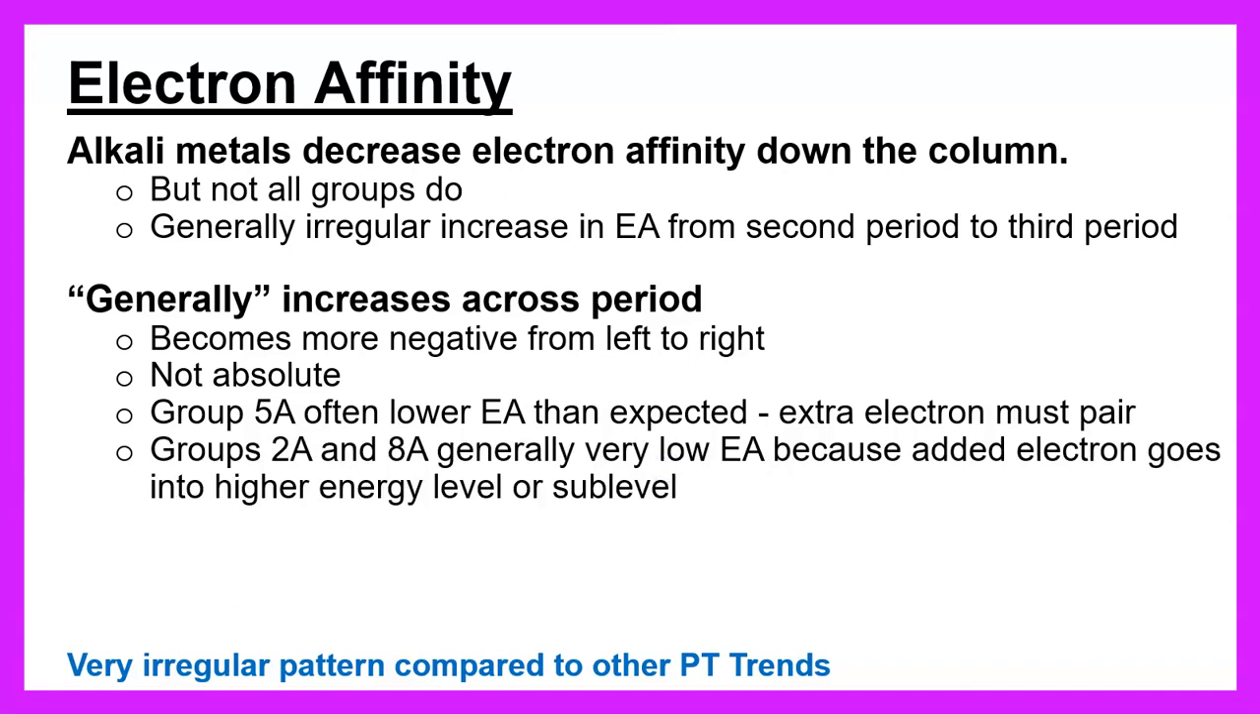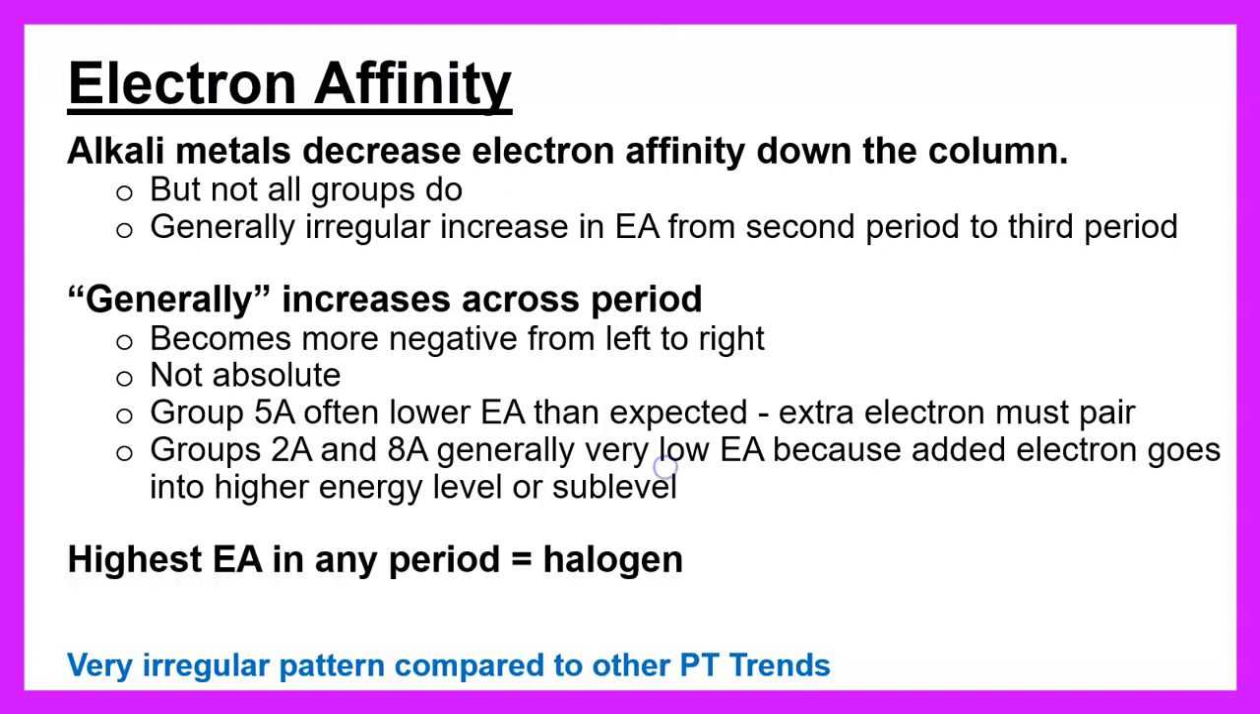Some of them you can explain easily, like, oh, you have to pair the electrons, so that's not as good, right? So it's a lower electron affinity than you'd expect. Sometimes you'd have to be going to a higher energy level, right? That's not as good, lower than you'd expect. Halogens have the highest. Remember, those things are desperate to get electrons.